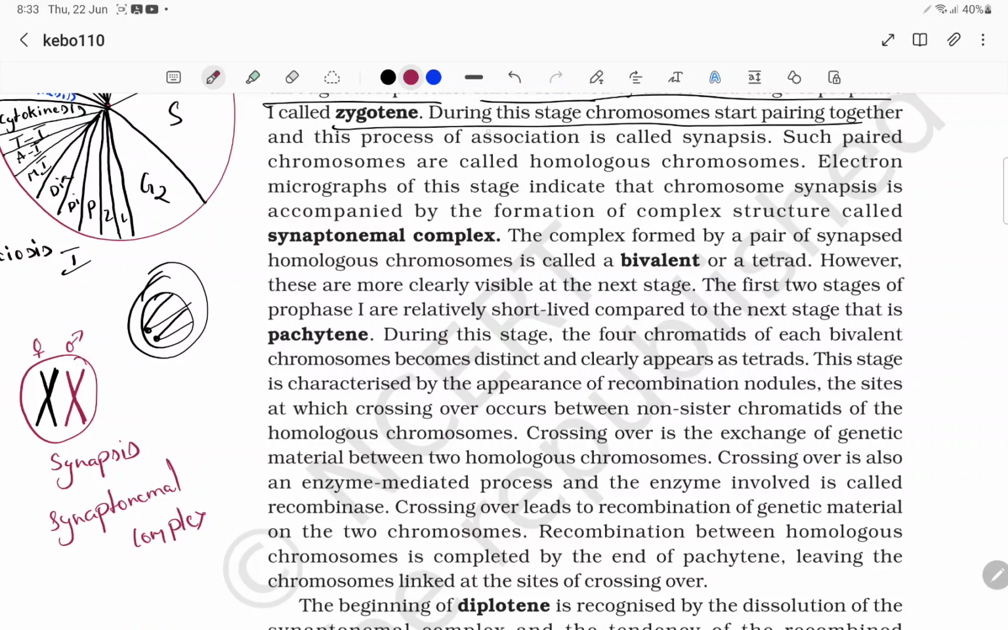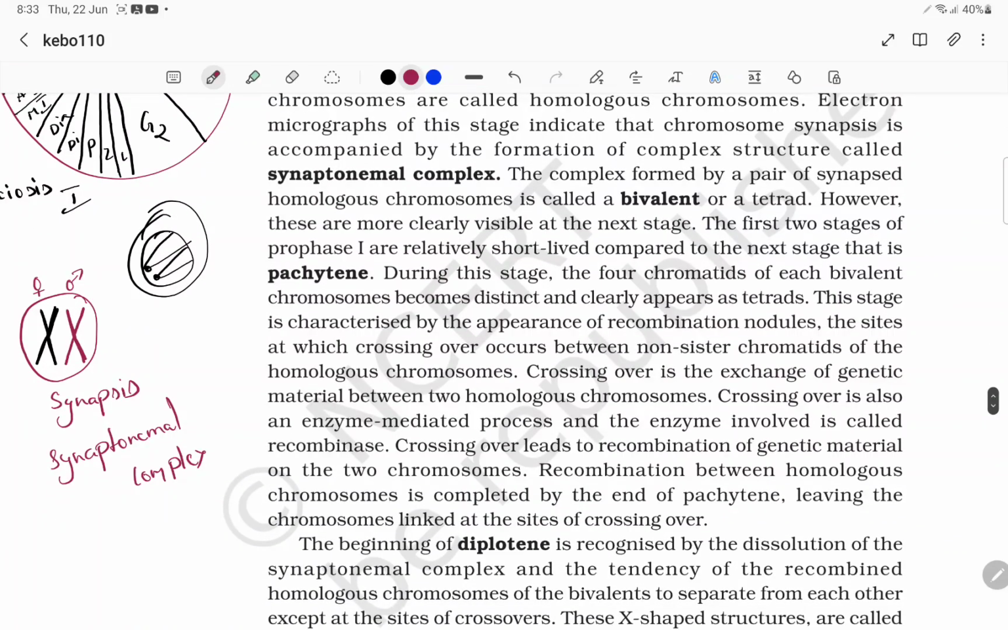During this stage, the chromosomes start pairing together by the process we call synapsis. Such pairing of homologous chromosomes is indicated by electron micrograph. The chromosomes are accompanied by a complex structure which we call the synaptonemal complex, and we call these chromosomes a bivalent or tetrad.